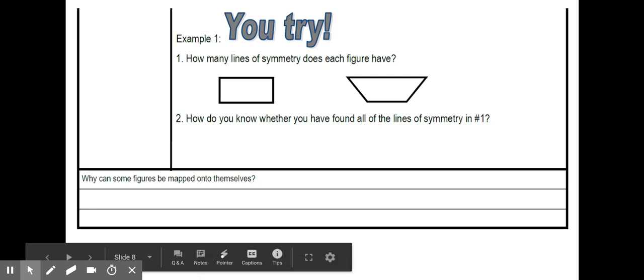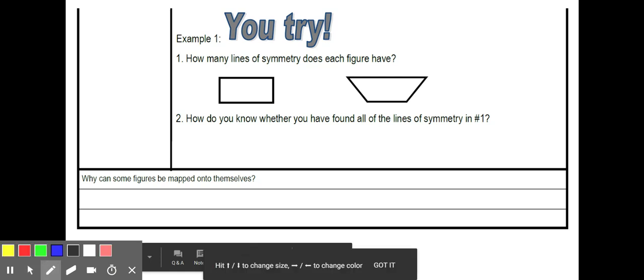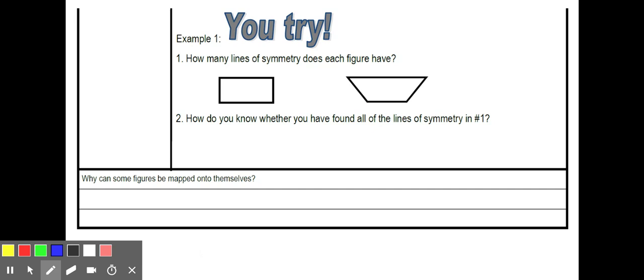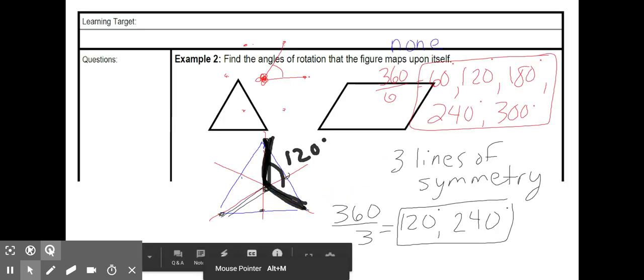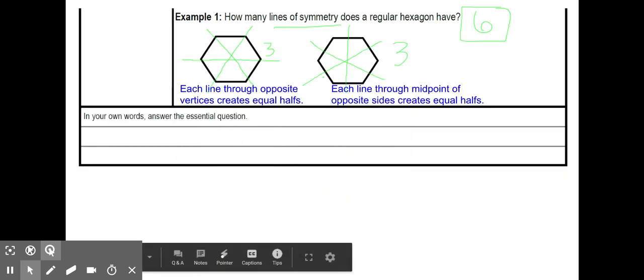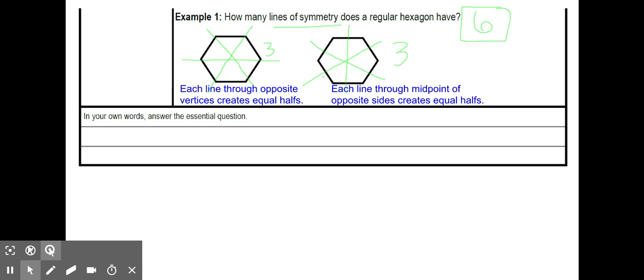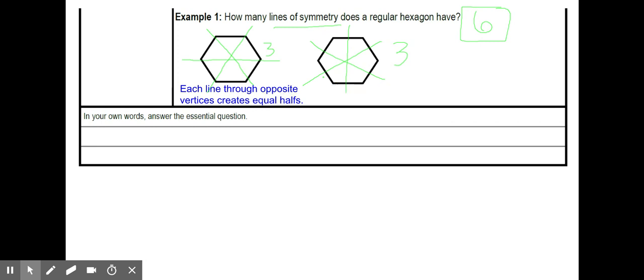Here's our U-try. We're looking at lines of symmetry. Try and draw in as many lines of symmetry as you can. And question number 2, how do you know whether you have found all the lines of symmetry? Well, there's a clue. If we go back in our notes, everything that you need is in your notes. We see example 1 in the U-try also has an example 1, and it gives us clues that you can draw a line through opposite vertices and through opposite midpoints.